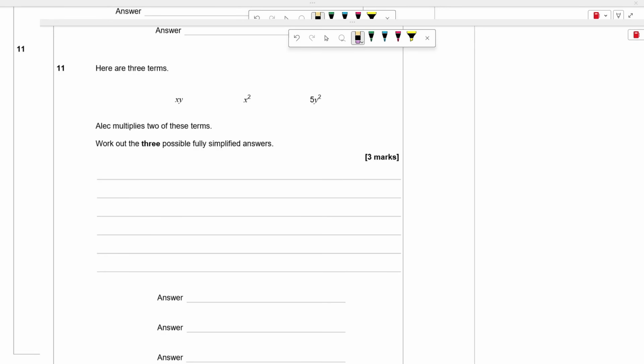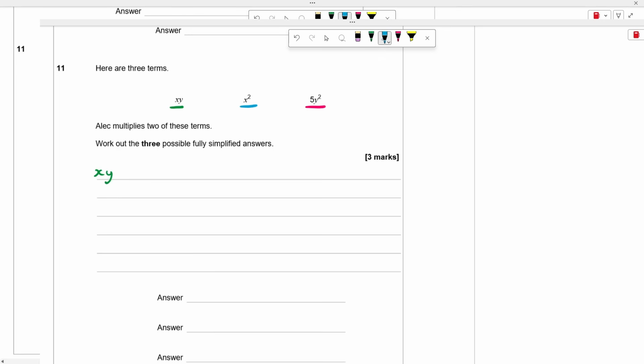So moving on to question 11, it says here are three terms in which we've got xy, x squared and 5y squared. And the question asks, Alec multiplies two of these terms, work out three possible fully simplified answers. So first things first, let's just underline these in three different colours so we know what we're multiplying. And what we need to do is multiply each of these in turn.